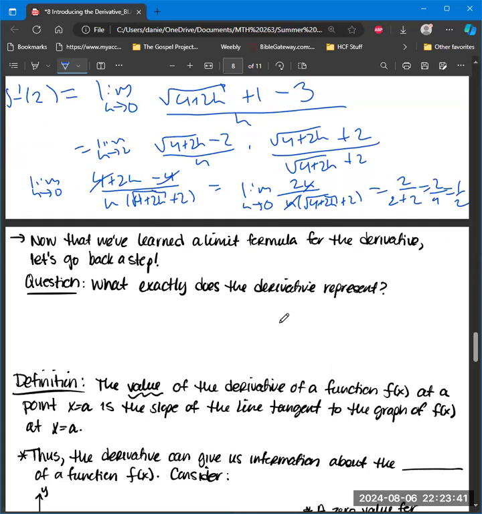So now that we've learned about a limit formula for the derivative, let's take a step back. What does the derivative represent? It represents the slope of the tangent line at a point, right? That's the first thing we said in the notes today.